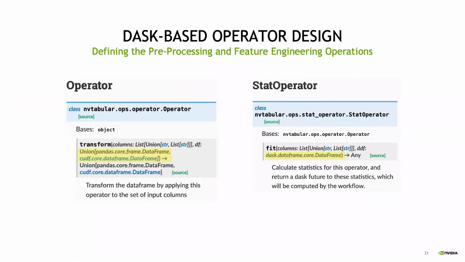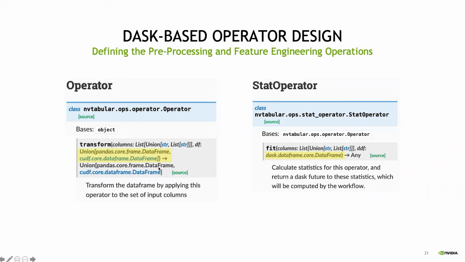So now we can move on to operators. What do operators look like under Dask? There are two forms of operators. When you're just calling transform, you will just be using a vanilla operator, which only has really a transform method that we need to care about. If you're calling fit, it's going to be collecting all the stat operators, which have both a transform and a fit method.